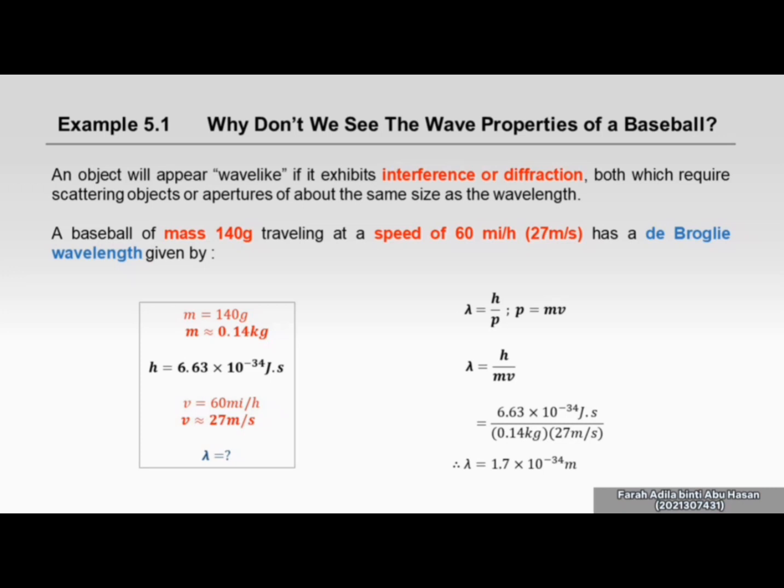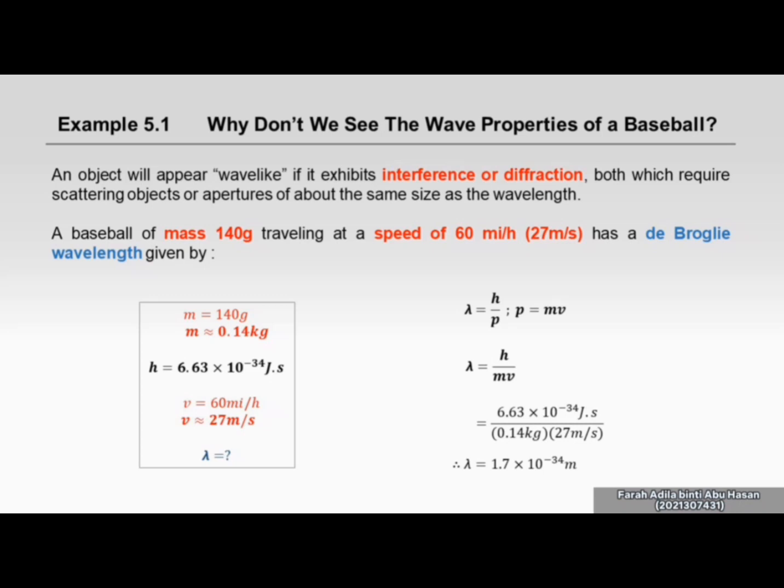Why do we not see the wave properties of a baseball? An object will appear wavelike if it exhibits interference or diffraction, both of which require a scattering object or aperture of about the same size as the wavelength. In this context, wavelike means that something shows properties of a wave. Interference and diffraction are two examples of wave properties.